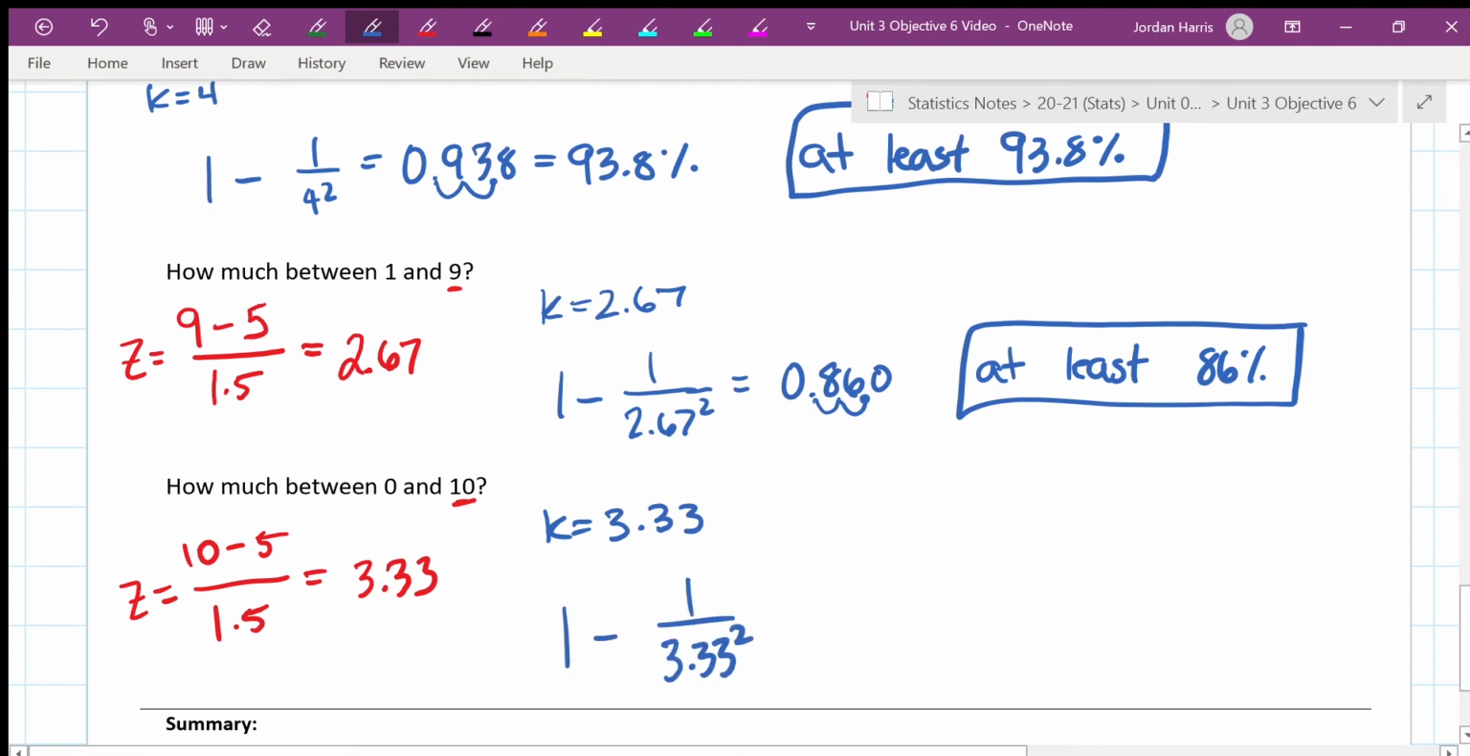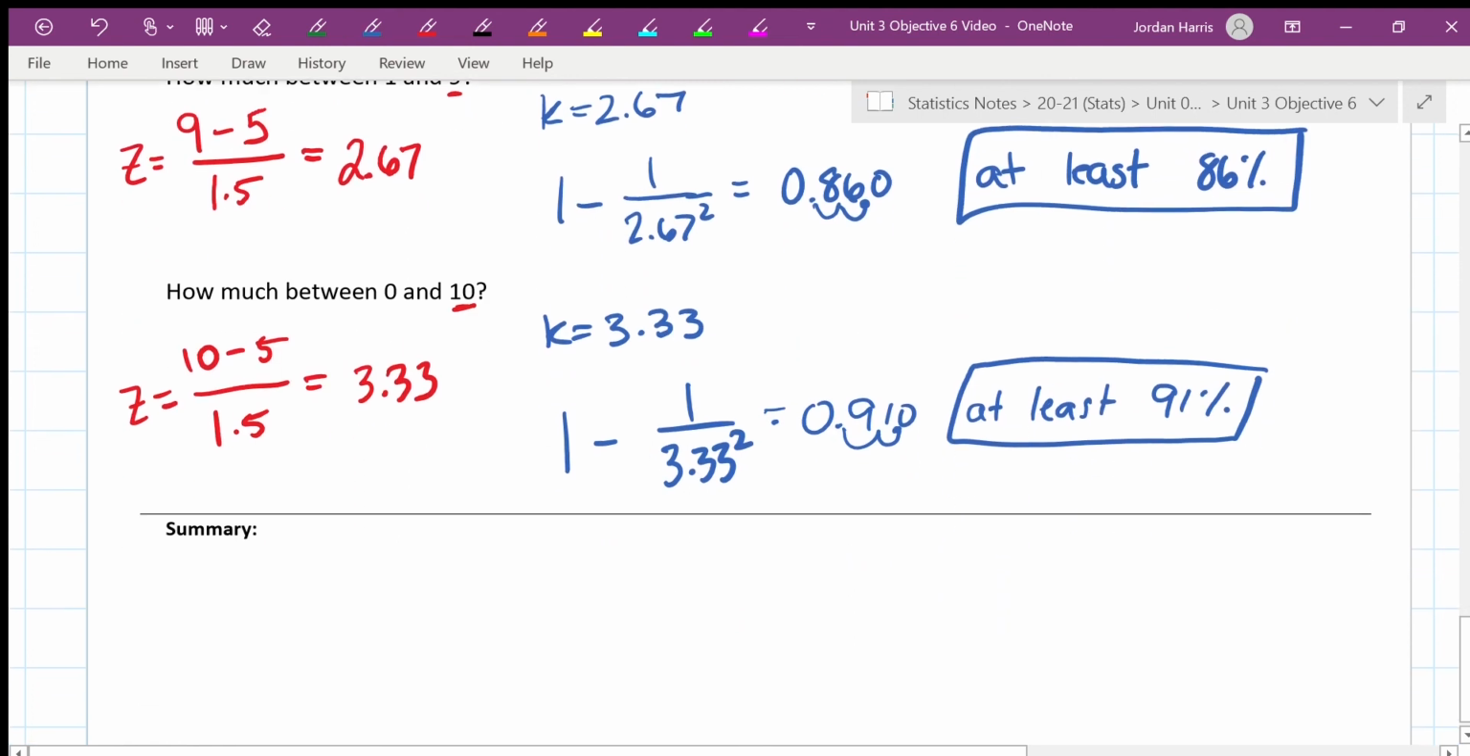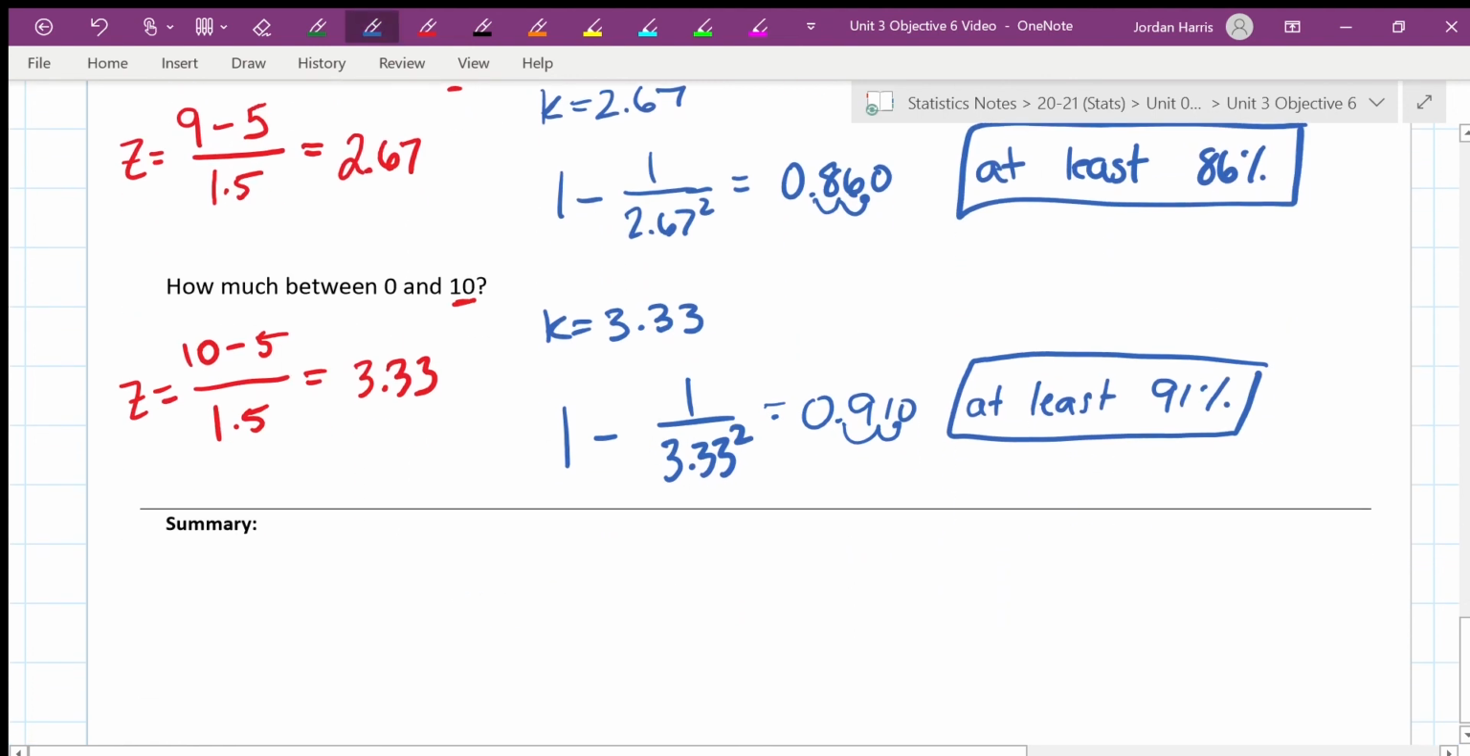So 1 minus 1 over 3.33 squared is 0.910. Move the decimal twice, and I get at least 91%. At least 91% of the data is within that many standard deviations. Okay, so I'll let you do your 3-sentence summary.